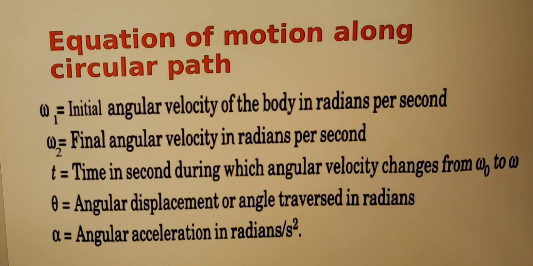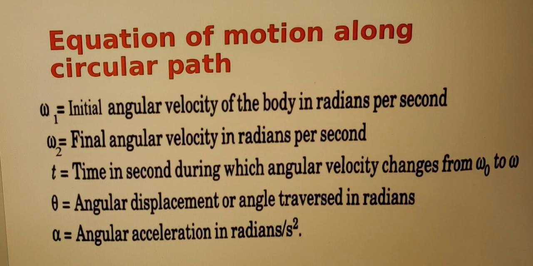So these are the terms used. Omega 1 is the initial angular velocity. Final angular velocity is given the notation omega 2, and its unit is radian per second. T is the time in seconds. Theta is the angular displacement in radian. Alpha is the angular acceleration in radian per second squared.